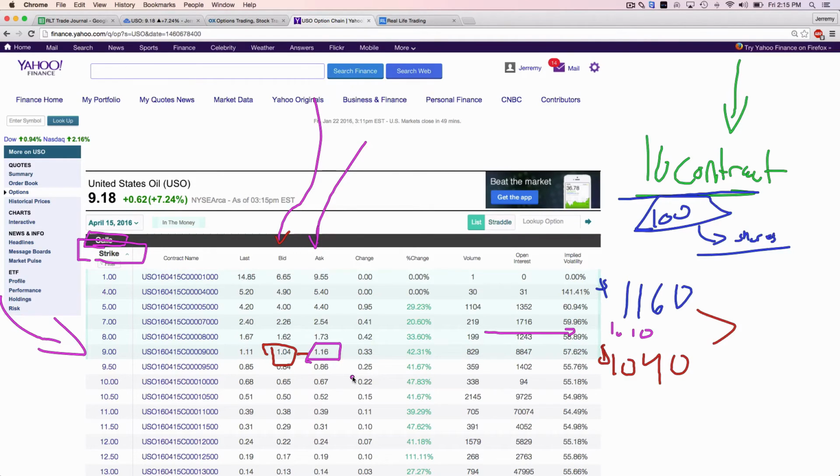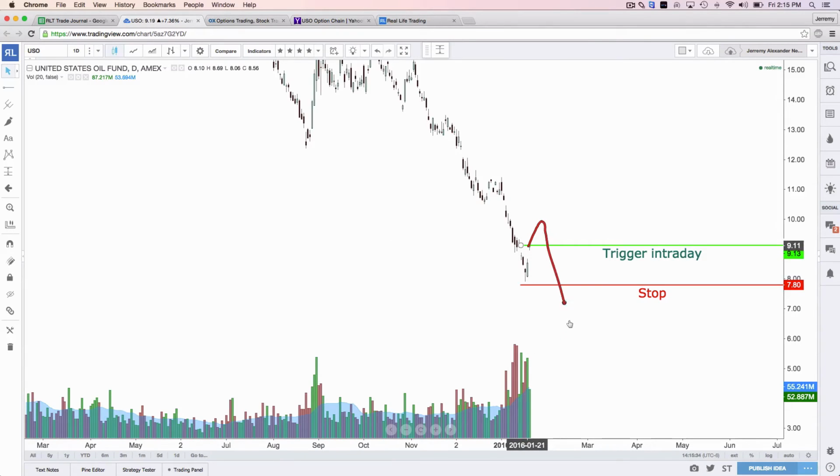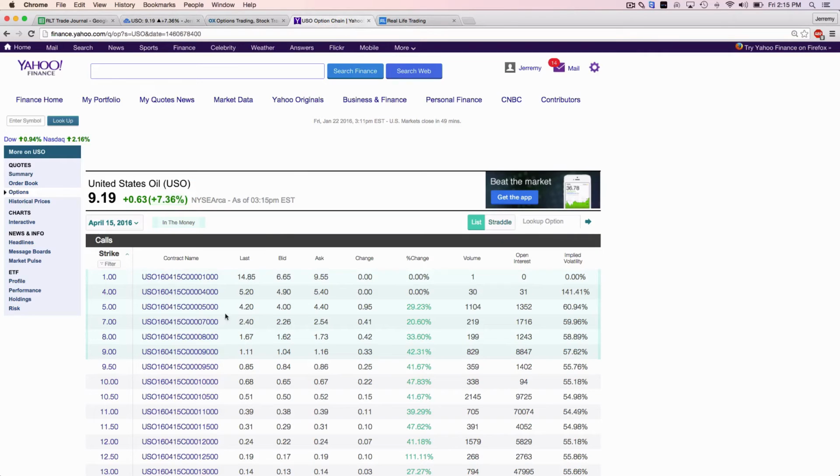Again, the best news about buying an option is you can only lose 100% of the investment. So let's say that USO goes lower. Let's go back to the chart really quick. Here's your stock. Let's say the stock does this and just tanks. How much are you going to lose? You're going to lose exactly what you paid for it.